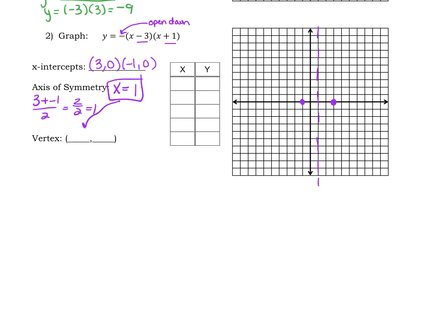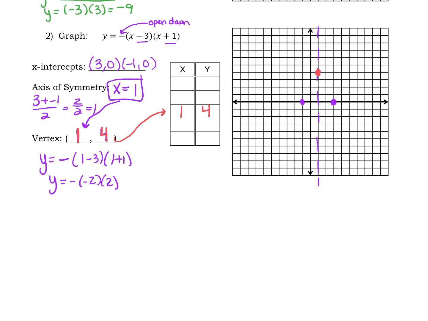Then my axis of symmetry is always the same as the x of my vertex. So I can take that x and plug it in. I'm going to get negative 2 times 2, so that'll give me positive 4. So plot my vertex of 1, 4 at 1, 4.